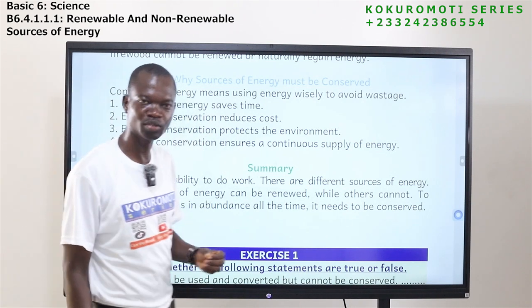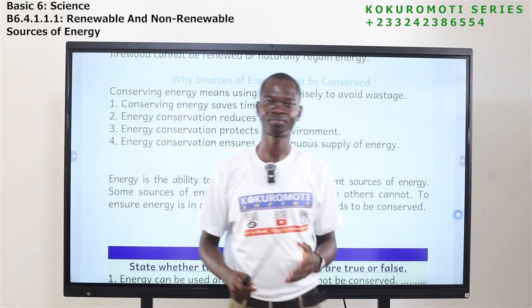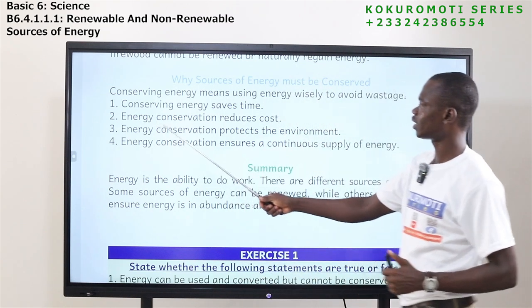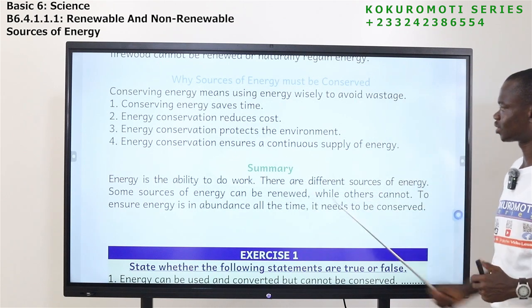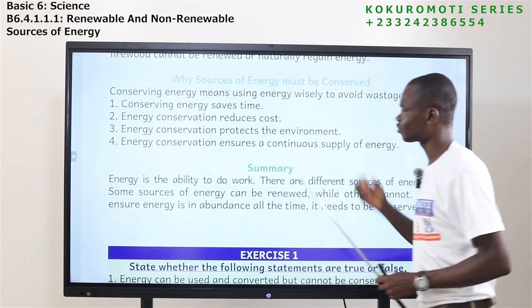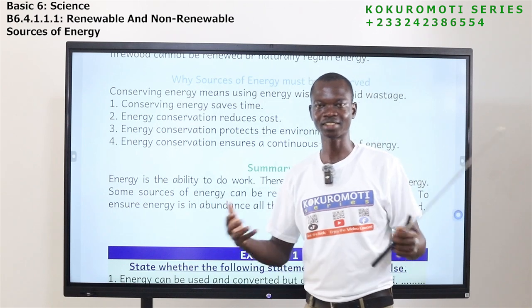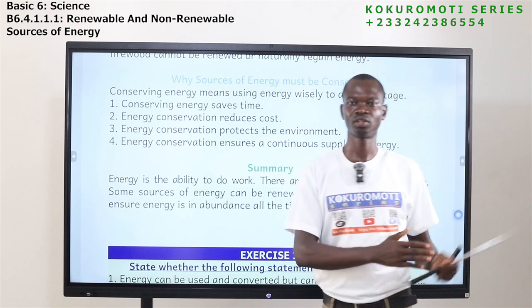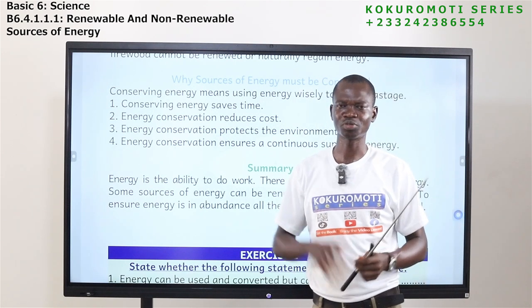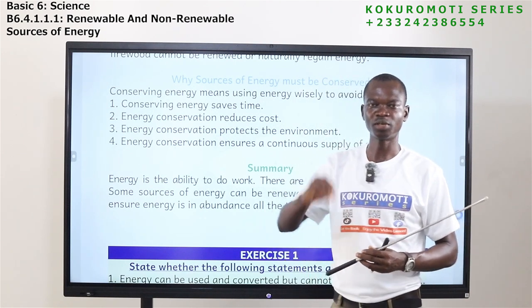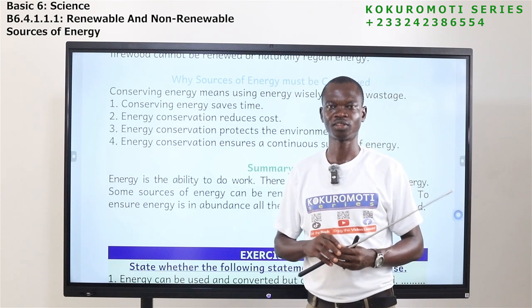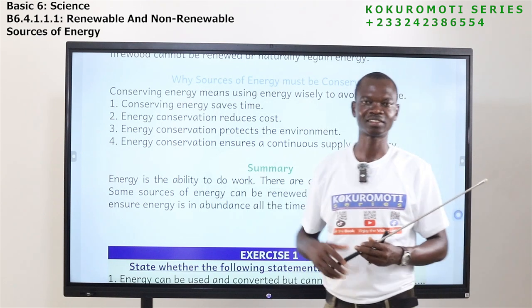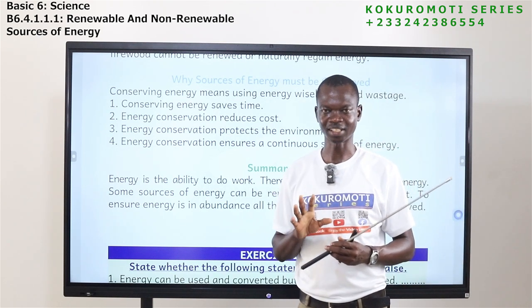So if you use energy wisely, it saves time. It doesn't delay you. The next one, 2, energy conservation reduces what? Cost. So if you conserve energy, it reduces cost. For example, the lights that we use, the electricity that we use to power our machines in the house, we pay for them. So if you are able to use them well, we will not pay huge sums of money as electricity bill. Do you understand it?